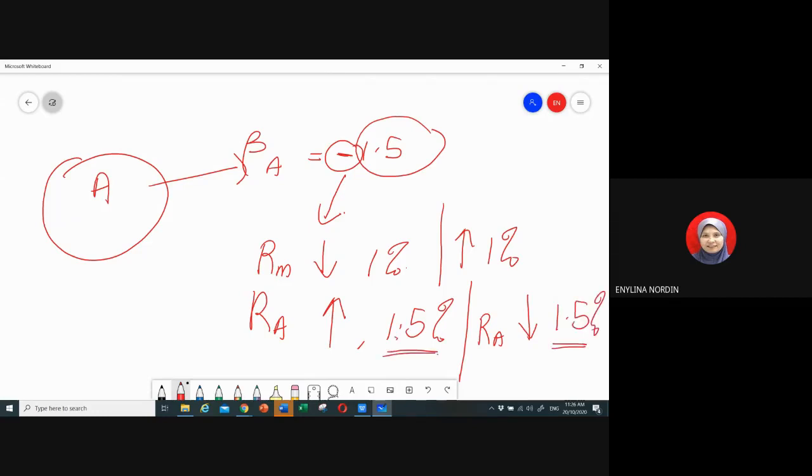So that is what we meant by beta. Okay, so beta will measure the returns on stock A. Maknanya it will measure the risk lah, okay, of stock A sebenarnya to the market changes. Okay, beta will influence the what? The responsiveness of stock A to the market changes. Okay, are you following?